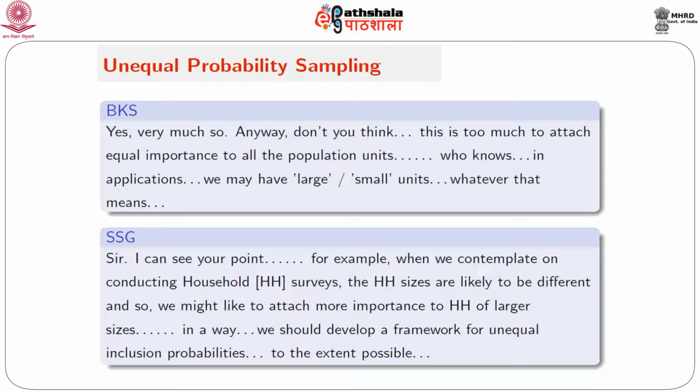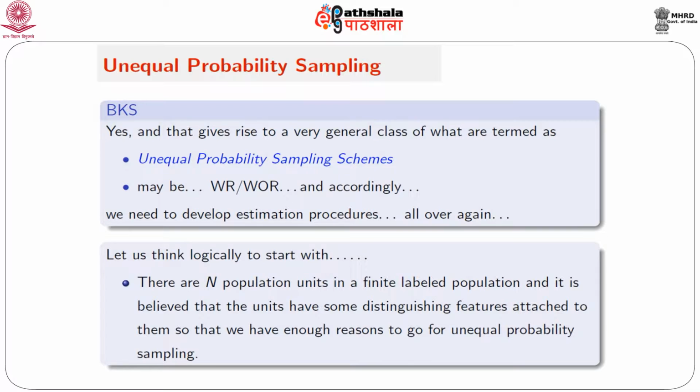That is why there is a compelling need to talk about and introduce what are called unequal probability sampling schemes. So, there is a very general class of schemes, whether it is with or without replacement, that's a different thing, but accordingly we can call them probability sampling with replacement, probability sampling without replacement, but we must attach this unequal probability qualification. We need to develop the sampling procedure first, and then the estimation procedure all over again. Let us think logically. There are capital N population units in a finite labeled population. It is believed that the units have some distinguishing features attached to them, so that we have enough reasons to go for unequal probability sampling. And the household survey is a classical example.